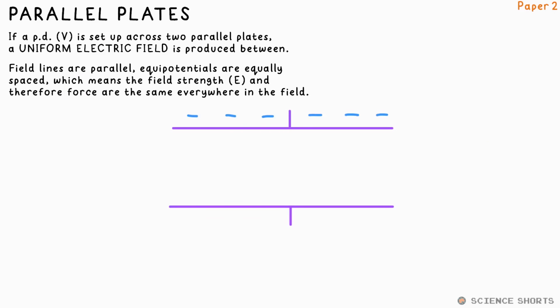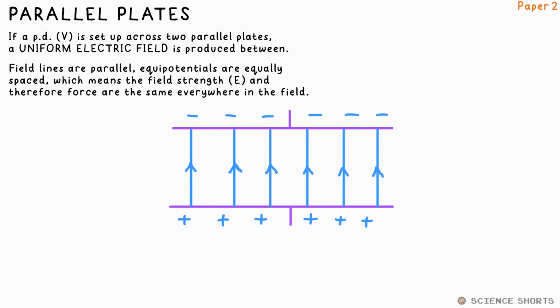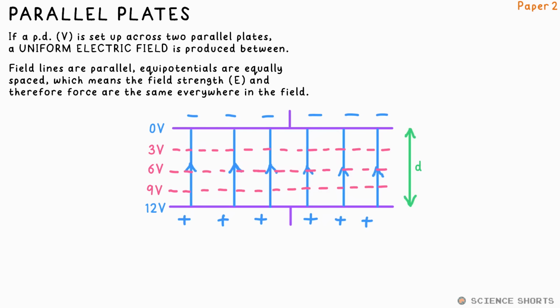You make a uniform electric field if you have two charged parallel plates. The field lines are parallel and go from the positive plate to the negative plate. Again, the field strength is the same everywhere. If you put an electron in here, for example, it will accelerate toward the positive plate with a constant acceleration because the field strength is constant. For any field, equipotentials cross the field lines at 90 degrees. So that means here they run perpendicular to the field lines. As these equipotentials are equally spaced, that again shows that the field strength is the same everywhere.